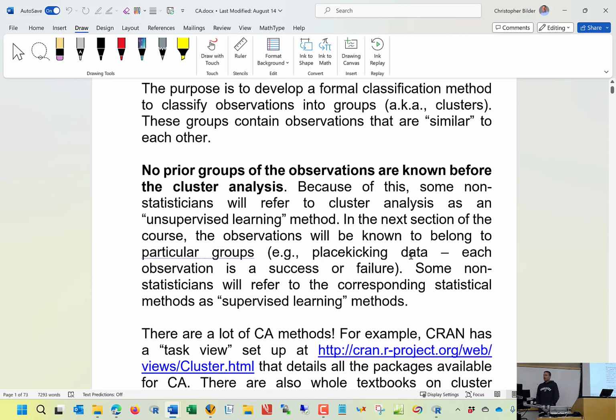So the key with cluster analysis, or an element of cluster analysis, is that before we come into this, we don't have any kind of grouping of the observations already. So like with the gobbles, we didn't have a grouping of the observations. That was the purpose of doing that archaeological dig, to try to come up with some kind of grouping eventually.